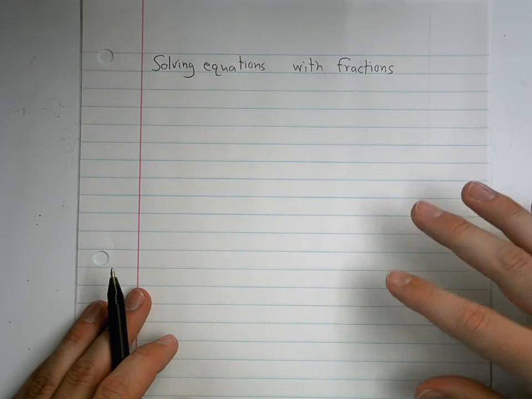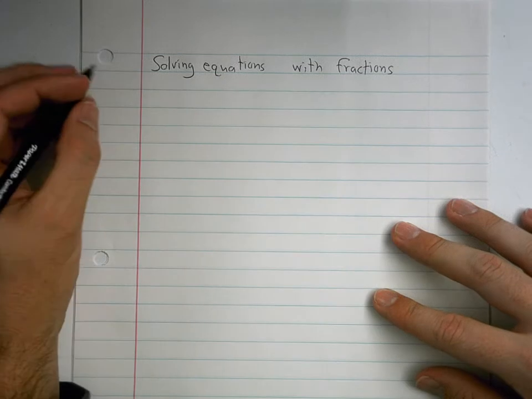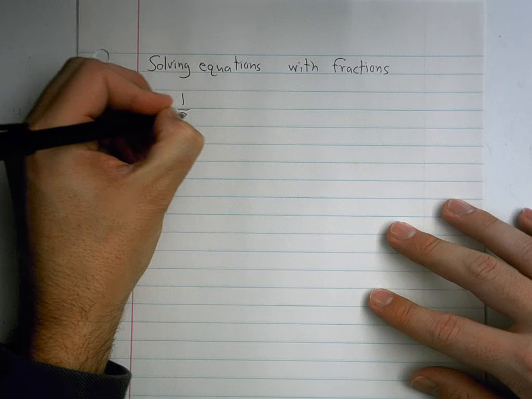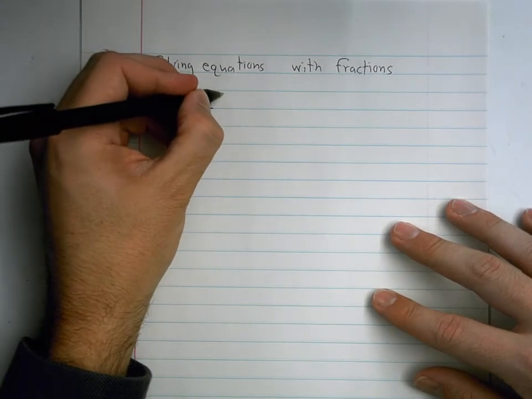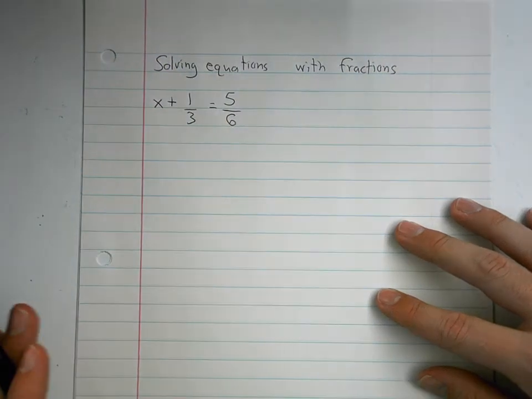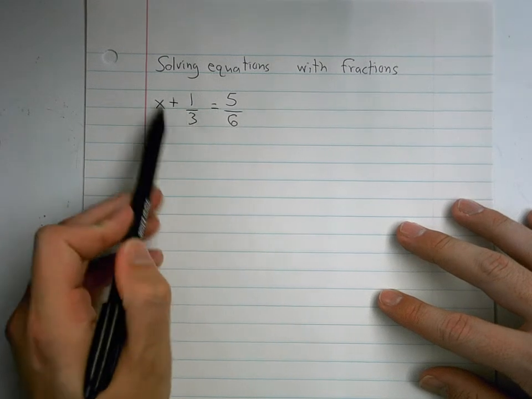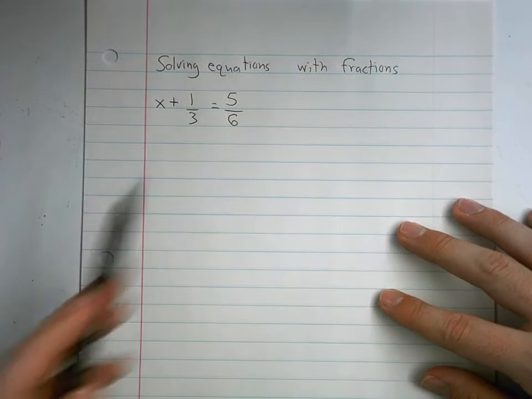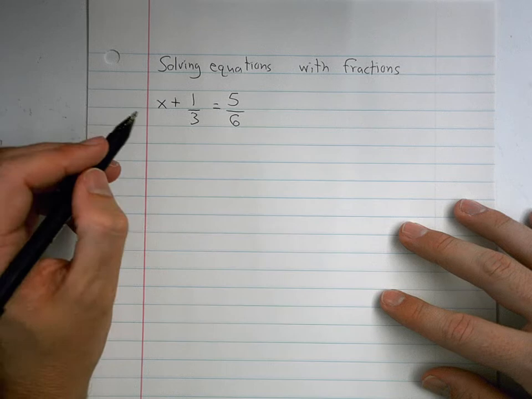Okay, so solving equations with fractions. I'm talking about when we have ones with unknown numbers or variables. So if I had x plus 1/3 equals, we'll say 5/6. Now, what we always do when we have a variable on one side and we're adding or subtracting, dividing or multiplying something on that variable, and our answer on the other side of the equal sign, we use the inverse operation to get the variable by itself.